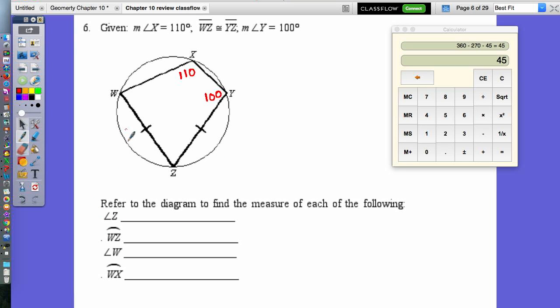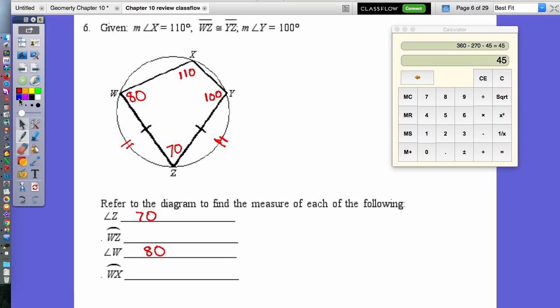First thing I did is I saw, that's good, they're going to want to know the measure of angle Z and the measure of angle W. Since this is a quadrilateral inscribed in a circle, the opposite angles are supplementary. So 110 and 70 make 180. And angle W has to be 80 because it's supplementary to 100. So I can fill this in. So this is 70 and this is 80. Now, WZ, this arc, is going to have to be congruent to this arc.